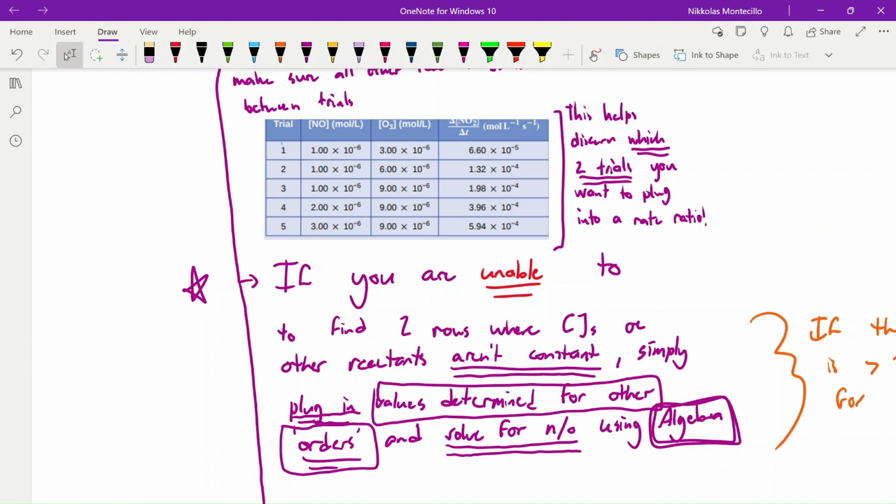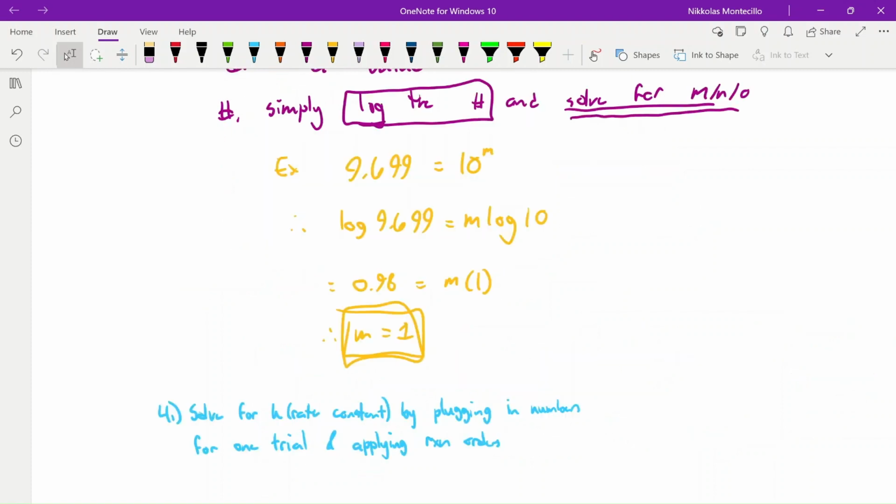If a value is close to a whole number, simply log the number and solve for m, the reaction order. So say, for example, 9.699 equals 10 to the power of m. We want to solve for m, so we log both sides. Log 9.699 equals m log 10, and then isolate m, and then you just round the number. Then we solve for k, the rate constant, by plugging in numbers for one trial and applying the reaction orders.